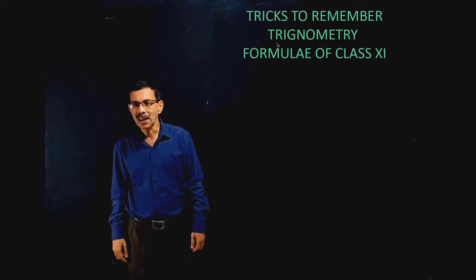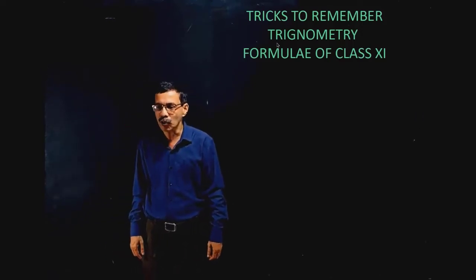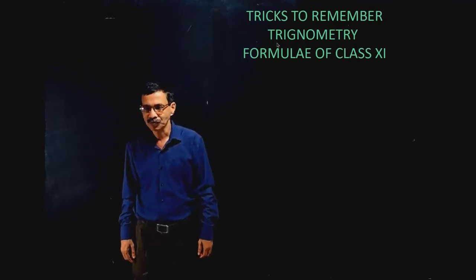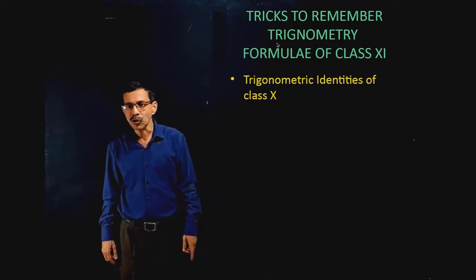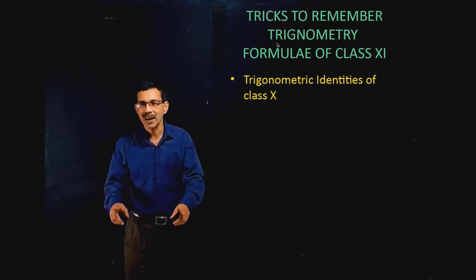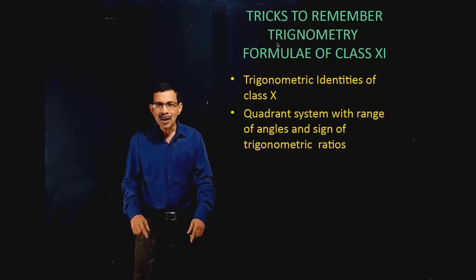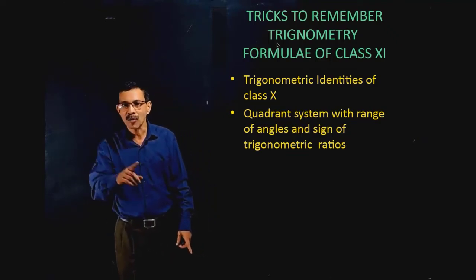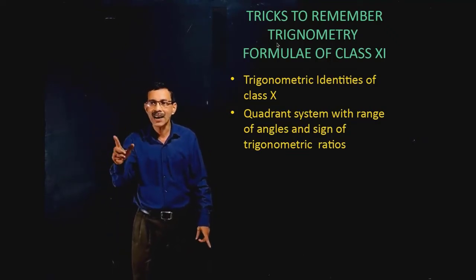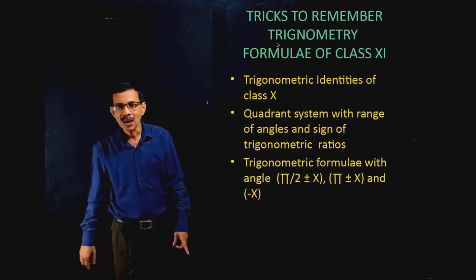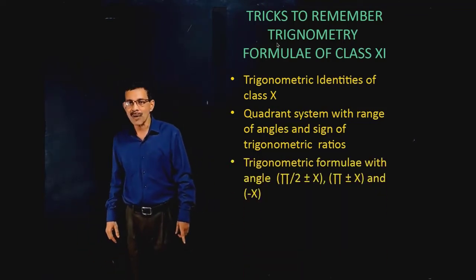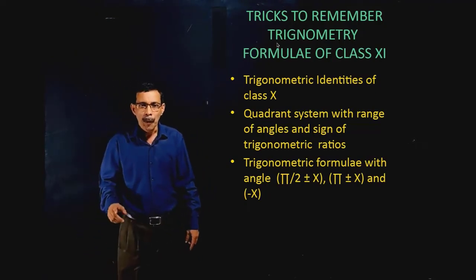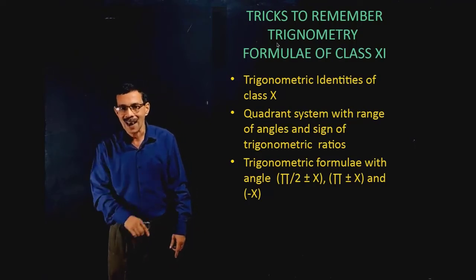In this video and in a subsequent series of videos, I will tell you how to remember the trigonometric formulae of class 11. Number 1, we will discuss how to remember trigonometric identities that we have studied in class 10. Number 2, we will see 4 quadrants and how to remember the sign of trigonometric function in each quadrant and the range of angles. Number 3, we will discuss the tricks to remember the formula with angle pi by 2 plus or minus x, pi plus or minus x and minus x.